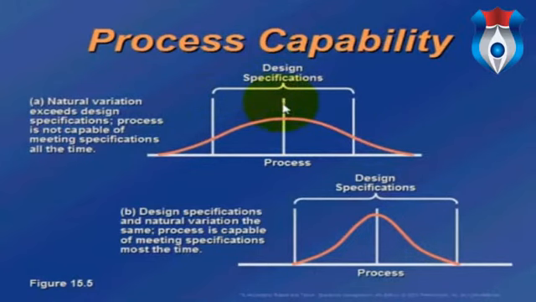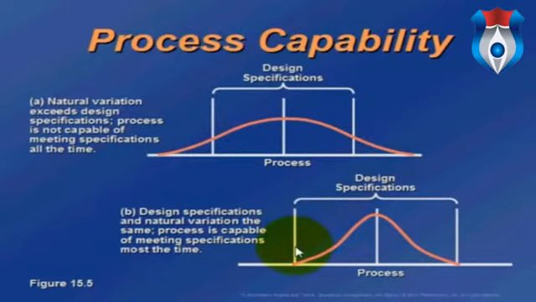We expect the average of our process to be here, and we expect to have no more defects than these two ranges. This is our lower control limit and our upper control limit up here. We can see a process here that's not capable of meeting specifications all the time because some values are going to fall way out here under the tail of this curve. Some are going to fall out here above the upper control limit.